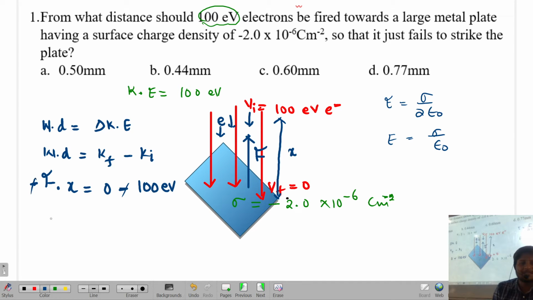Minus and minus got cancelled. F dot x is how much? It is equal to 100 electron volt. Got it or not?